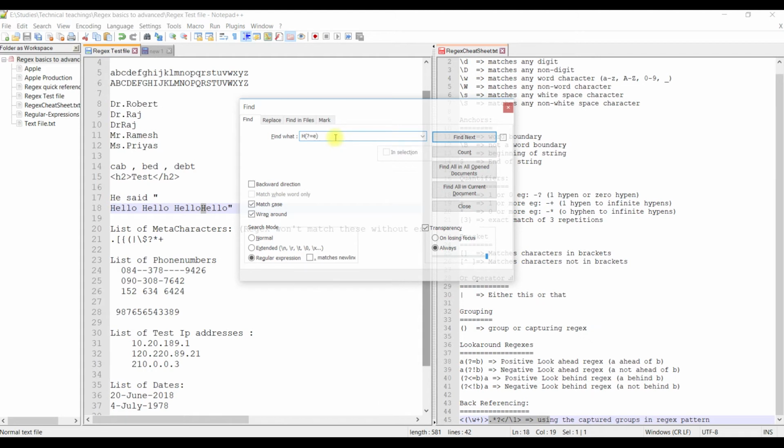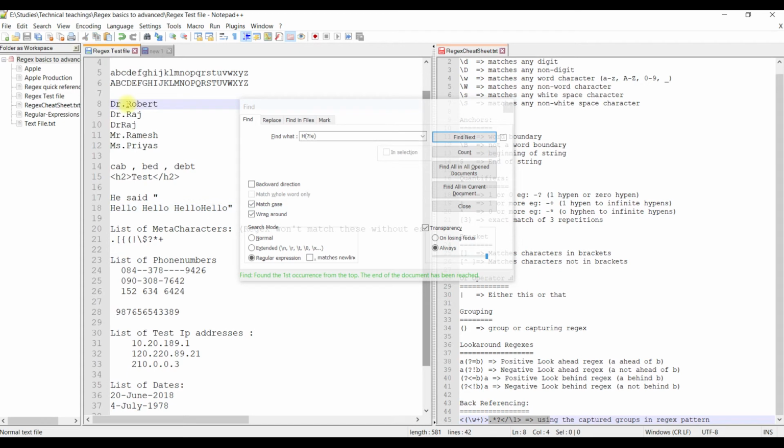Then let's modify this equal sign into an exclamatory sign, and this will match anything else. There is only one H which is not followed by E, that is in this ABCD. So let's go on with the positive look behind. Before, we had E here and we were trying to match H, or we were trying to get H which contains E after it.